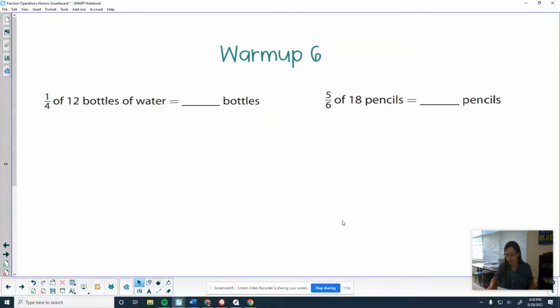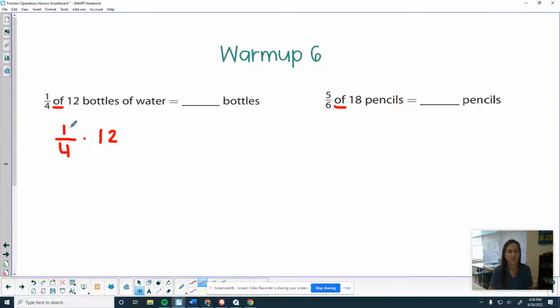Alright, warm-up 6. I want to kind of show you how this works real quick. So, a lot of times with fractions, there will be word problems where it says like find 1/4 of 12, or find 5/6 of 18, or 2/3 of 20, something like that. So whenever it says that, the word of is a good clue for multiplication. So if you need to find 1/4 of 12, that's basically just telling you that you need to multiply 1/4 times 12.